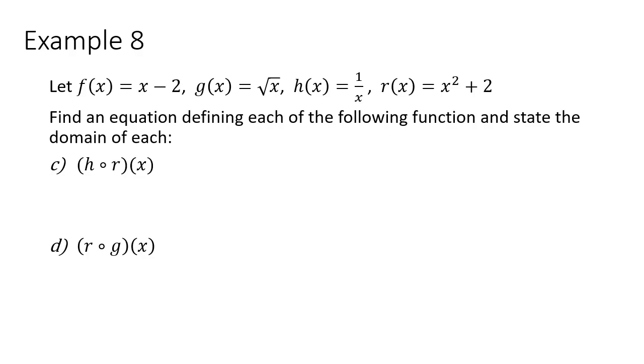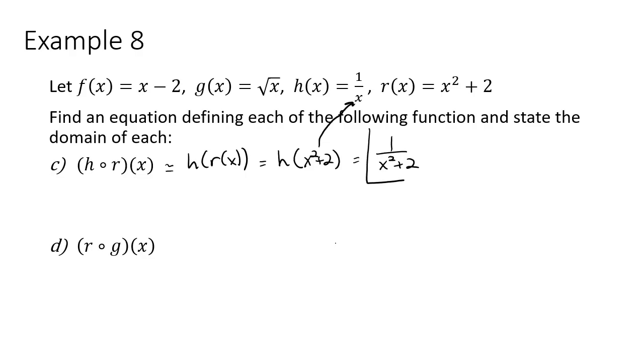Let's take a look at 2 more. So in part C, we've got h composed with r of x, h of r of x. R of x is x squared plus 2, so now we're going to take that and plug it into h. And so if we plug that in, we get 1 over x squared plus 2. Again, no simplification to be done for this one.